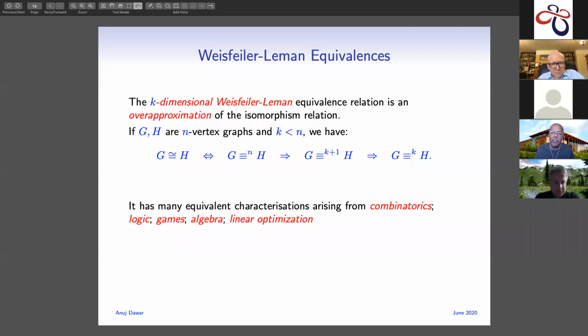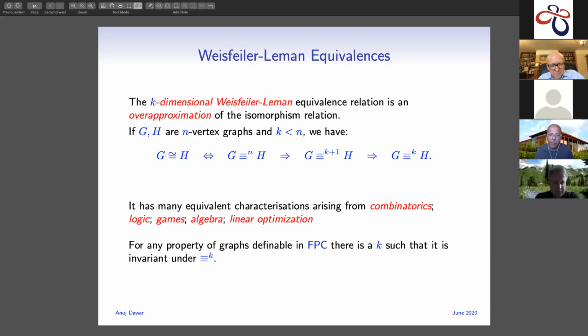I haven't given you a definition. It turns out there are many different definitions because this has popped up independently in a variety of areas. The original definition is due to Babai. It was generalizing a notion from Weisfeiler and Leman, which we now call the two-dimensional Weisfeiler-Leman. Babai's version was combinatorial. The original Weisfeiler-Leman one was algebraic, but it can be generalized to arbitrary k. There are characterizations in terms of games, in terms of logic, in terms of linear optimization, and so on. This is a family of equivalences that arises in many places.